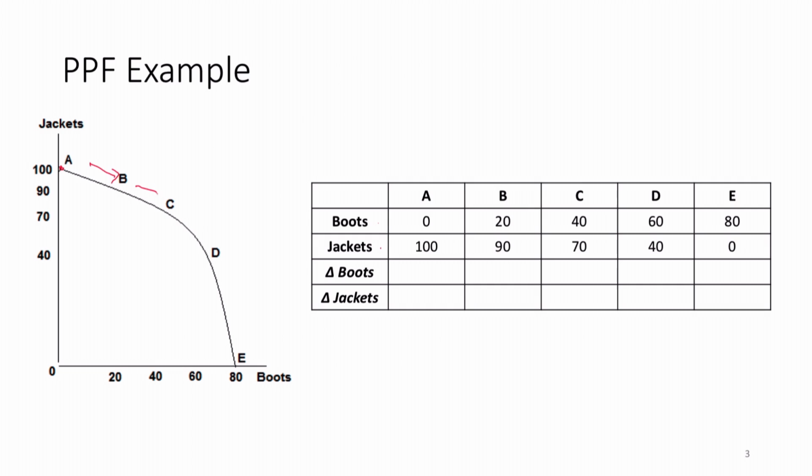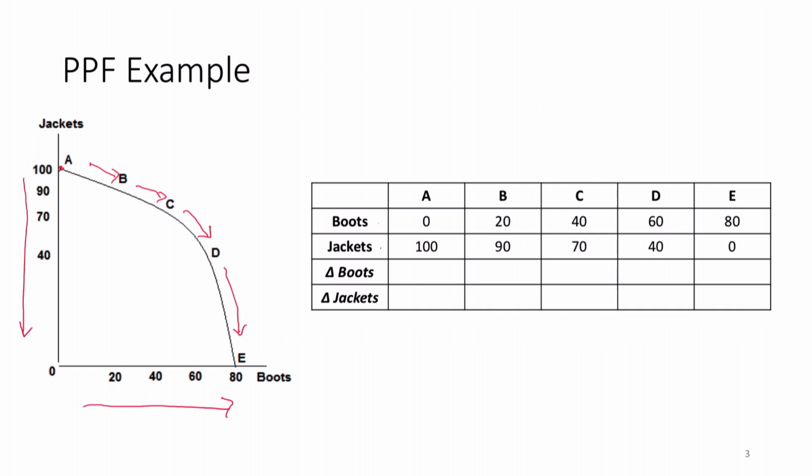From point B to point C, again, producing more boots, but slightly less jackets. C to D, again, more boots, but less jackets. And point D to point E, now we're producing only boots and no jackets at point E. So now what you can notice is that as we produce more boots, we have to produce less jackets.